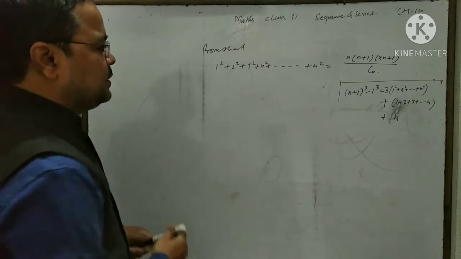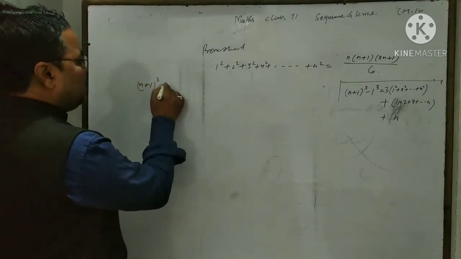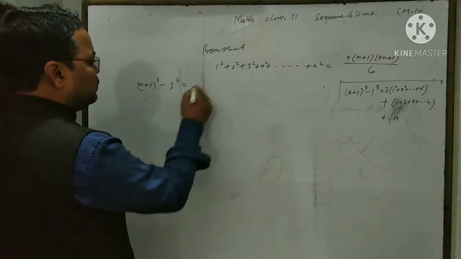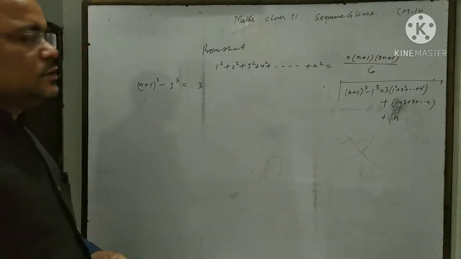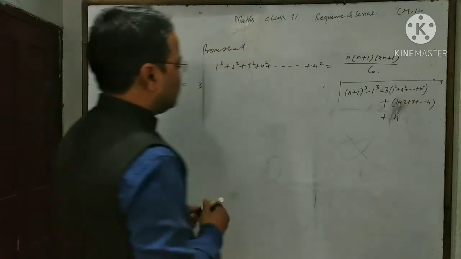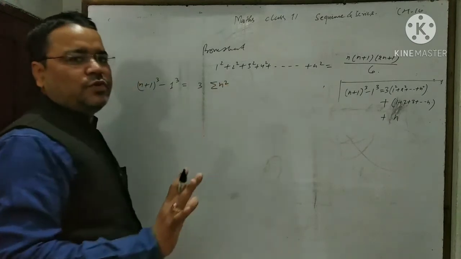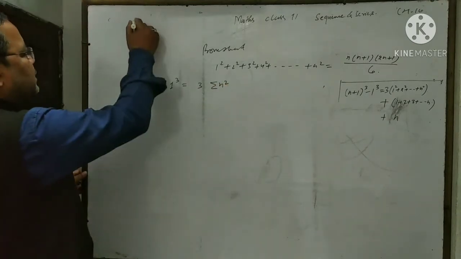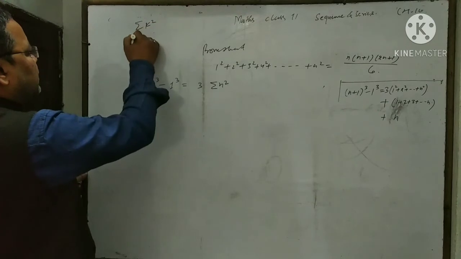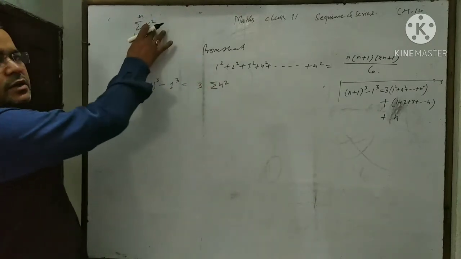Now what can we write here? (n+1)³ − 1³ = 3 times... What is this? 1², 2², up to n², and this can be written as sigma n². Or we can write it as sigma k², k equal to 1 to n. At the place of this, we can also write it this way.